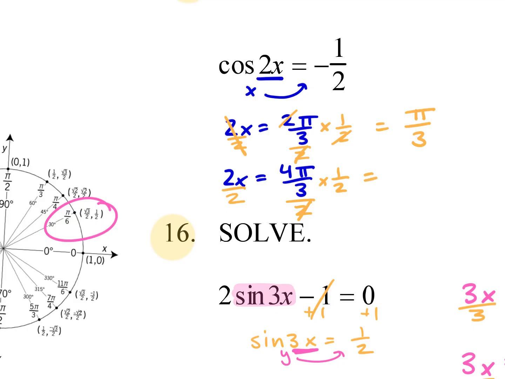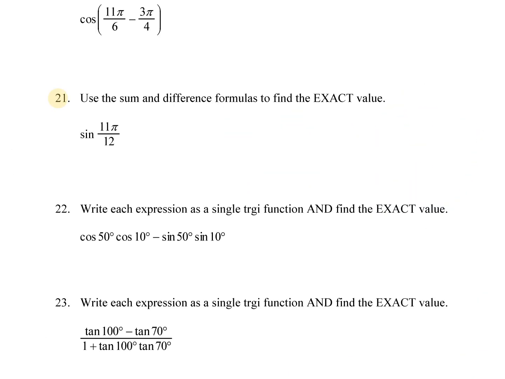What about in the second one? We would get 4 pi over 6, which simplifies to what? 2 pi over 3. Perfect. So these would be our 2 answers.